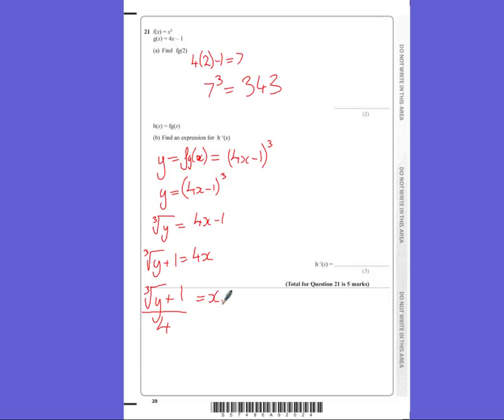x. So to find h minus 1 of x, originally we called it y, just to save confusion, but we actually want it to be an x. So we're going to call that cube root of x plus 1 over 4. The reason I called it y rather than x is just so I don't get mixed up between this x and the x that would have been there. So I'll just call it a different letter and put it back to x in the end.